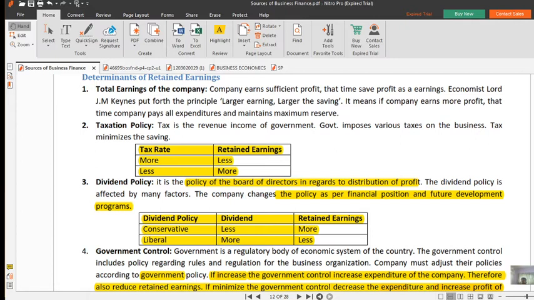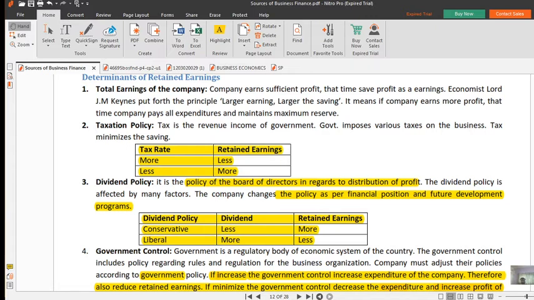The next concept is determinants of retained earnings. Then what is meant by determinants? The amount of retained earnings depends upon certain things. These things decide the amount of retained earnings. These things are known as determinants of retained earnings.